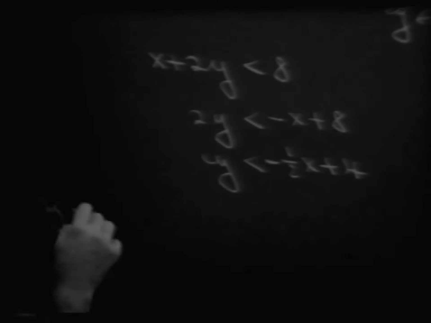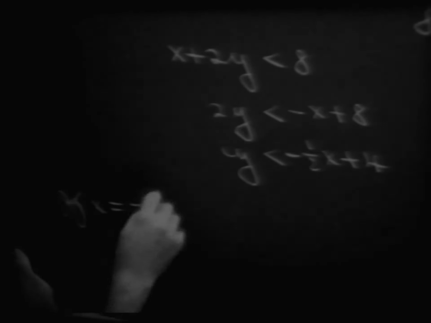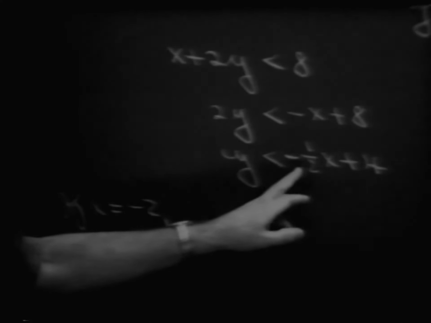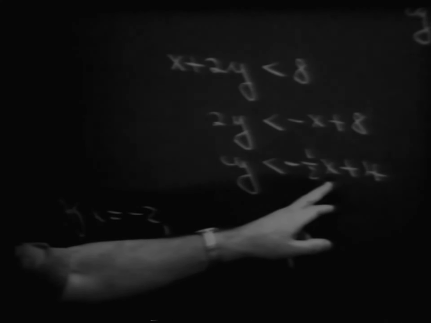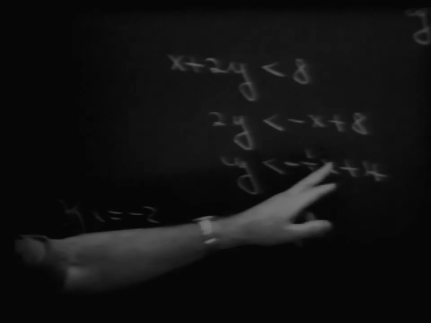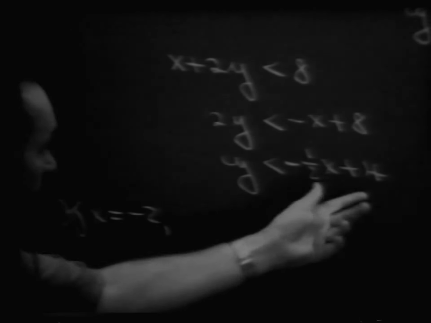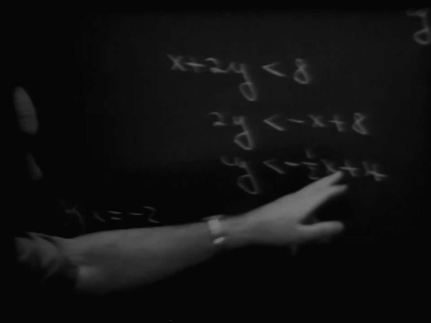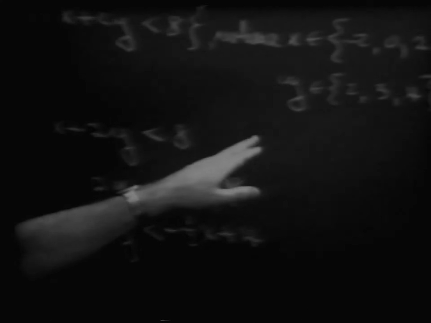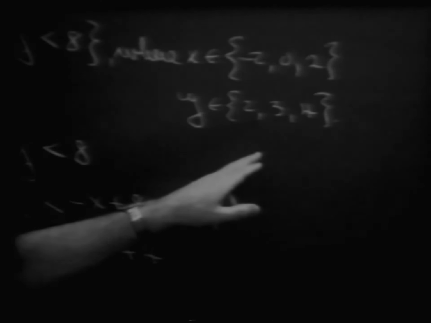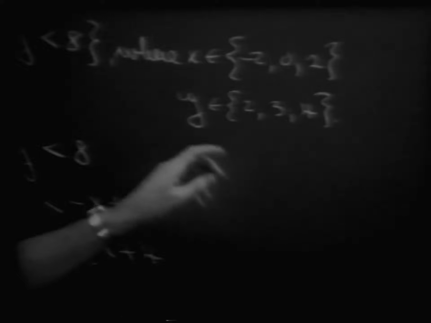Let's pick out our first element for x. If x is negative 2, negative a half times negative 2 is what? 1. It's positive 1. And 1 plus 4 is 5. Now, y must be less than 5. So it's the set of elements from this replacement set that we can take for y, and we can pick any value for y which is less than 5.